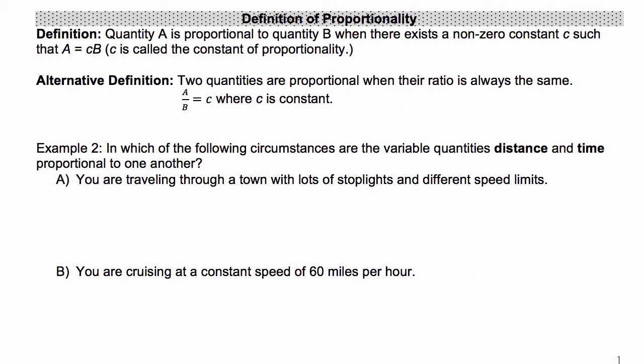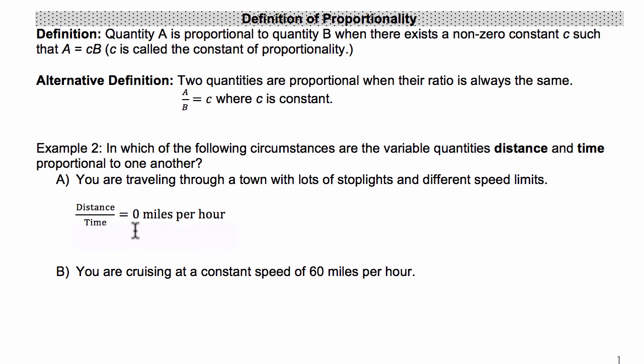Example 2. In which of the following circumstances are the variable quantities distance and time proportional to one another? A. You are traveling through a town with lots of stoplights and different speed limits. During this circumstance, you are likely to be stopped at a stoplight for at least a little bit. During that time, the ratio of distance to time will be 0 miles per hour, because 0 divided by any non-zero number is equal to 0.